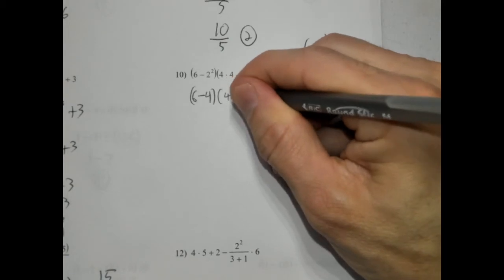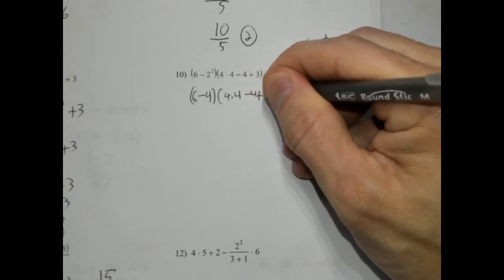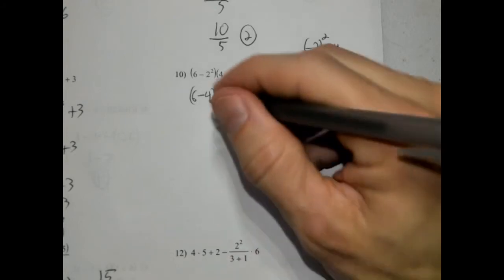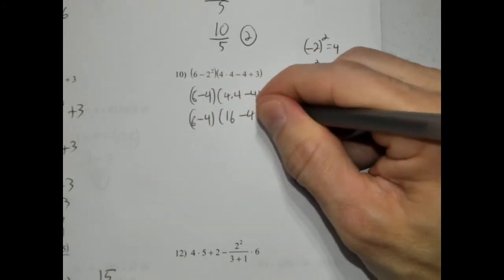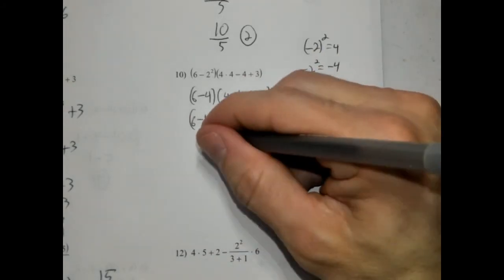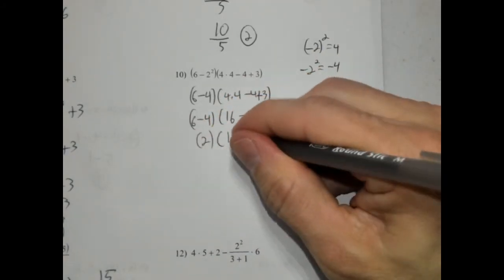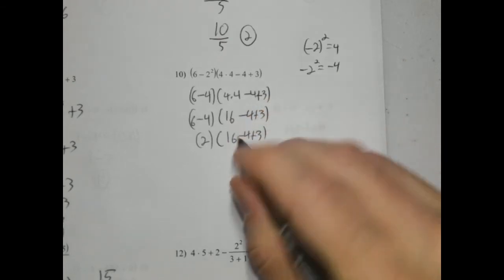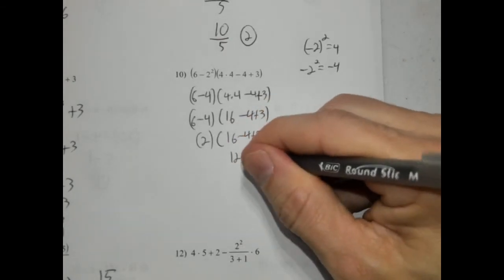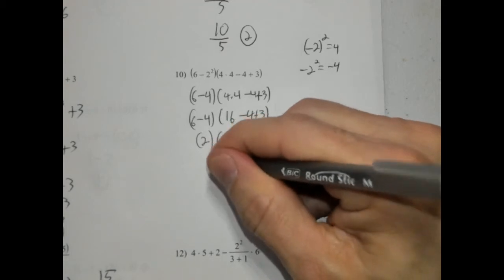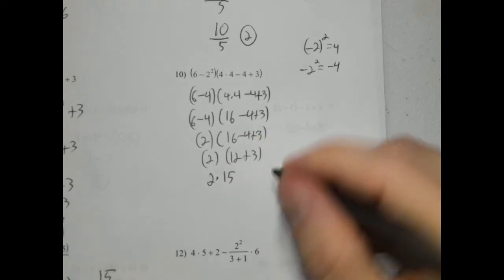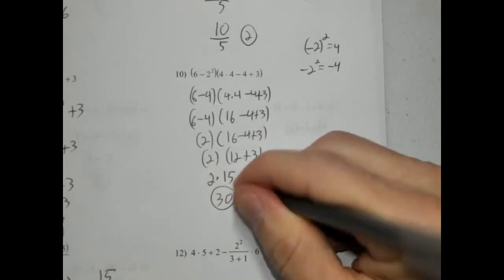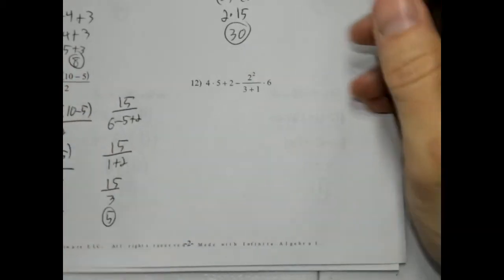All right, 4 times 4 minus 4 plus 3. So we're going to multiply here, so that's 16. 6 minus 4. 16 minus 4 plus 3. 6 take away 4 is 2. 16 take away 4 plus 3. 16 take away 4 is 12. Plus 3. And then 12 plus 3 is 15. So 2 times 15. And that's 30. Let me know, by the way, if I make a mistake on these. Please either put it in the comments or let me know in class.